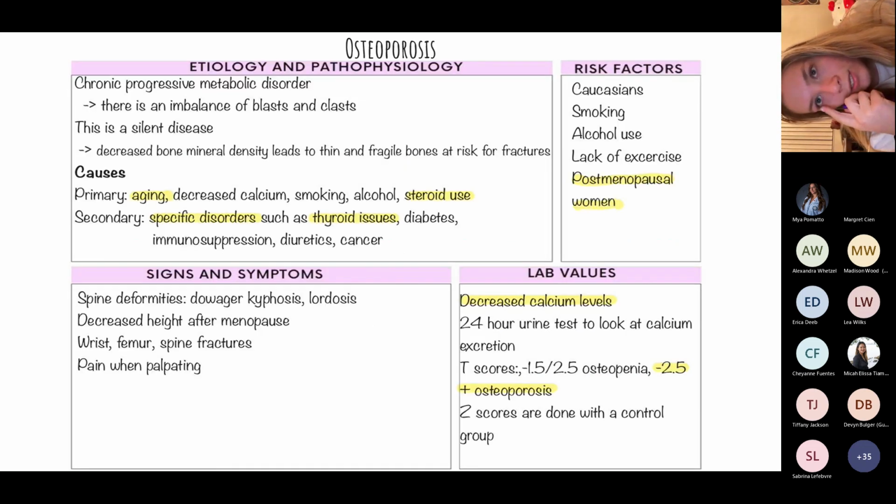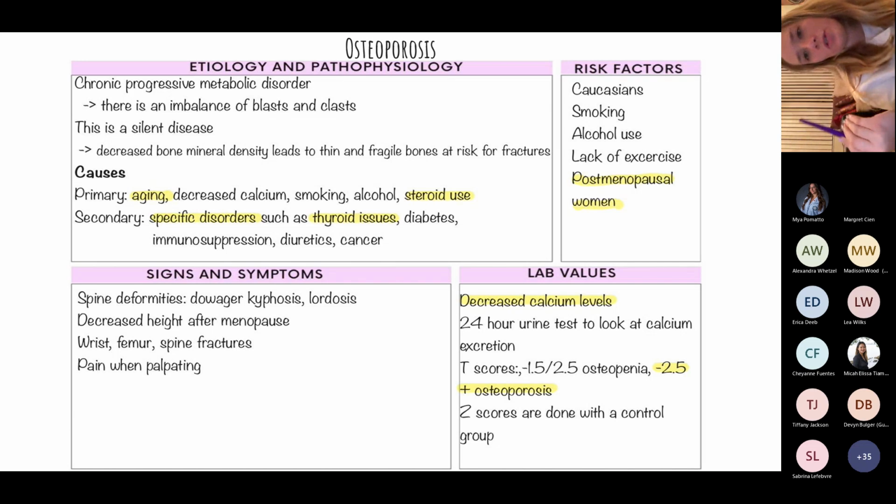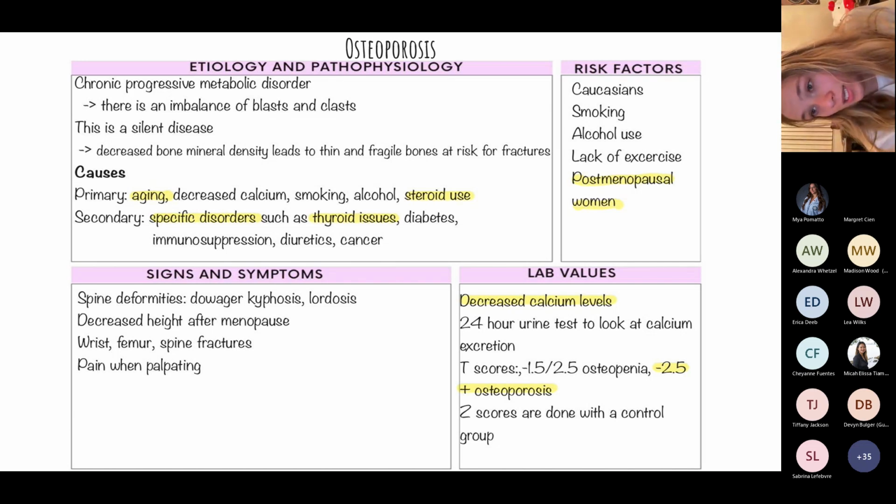So, what in the world is osteoporosis? Again, usually our silent disease. We have an imbalance of blasts and clasts, if you will, but it eventually causes the person's bones to become really brittle over time, which can contribute to kyphosis, lordosis, things like that. Postmenopausal women are at huge risk for osteoporosis because they do have some calcium issues and some bone reabsorption issues as well.